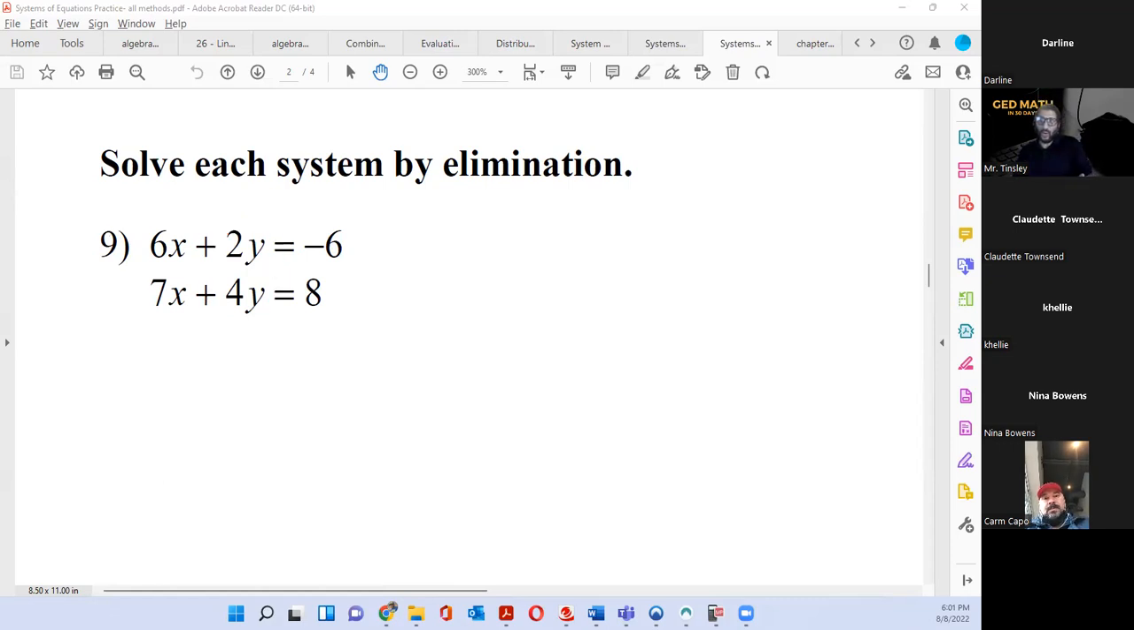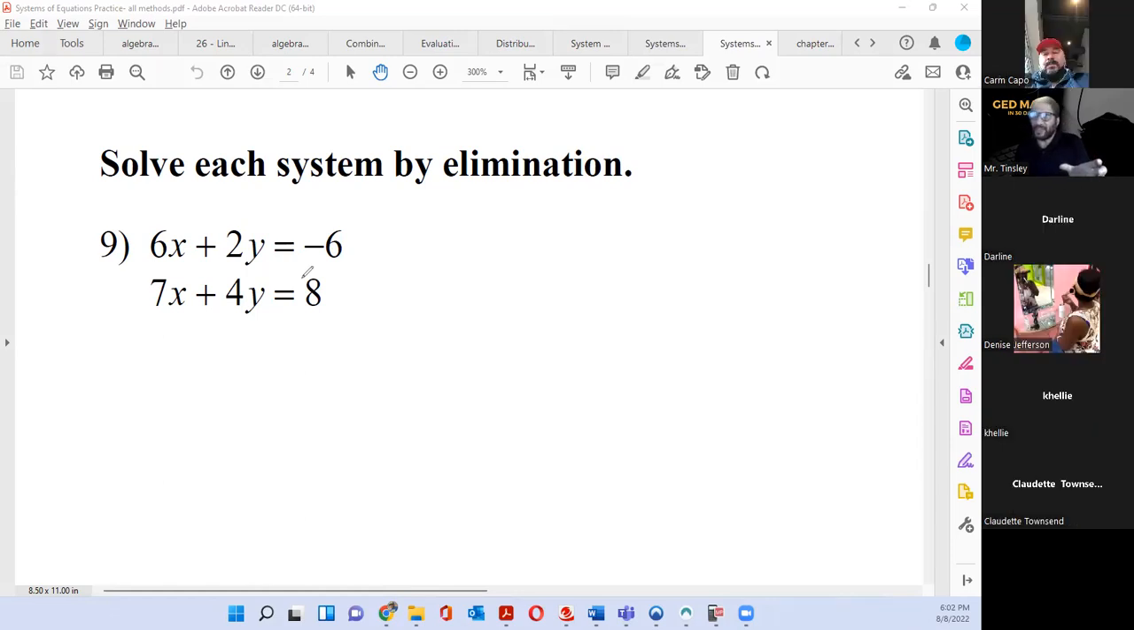So what I do know is that the opposite of 4y is what? Negative 4y. Because that's what I want to do. I want the opposite. So negative 4y. Well, I've got 2y here. What would I have to multiply this equation by to change this 2y to negative 4y? I would have to multiply it by negative 2.